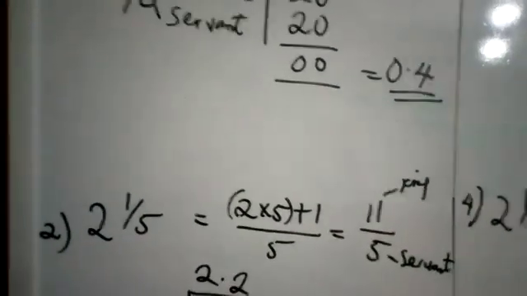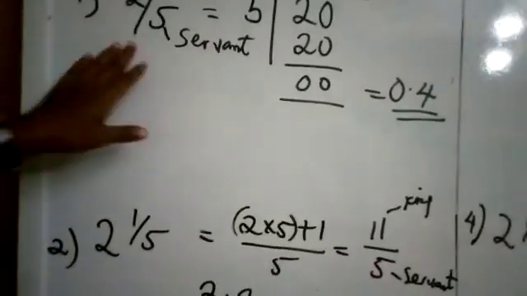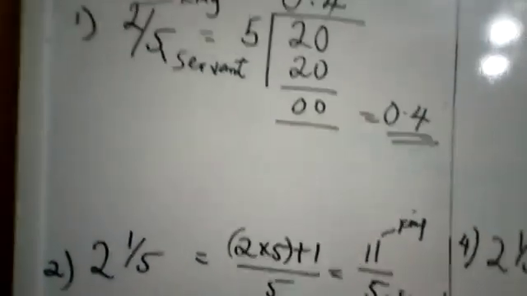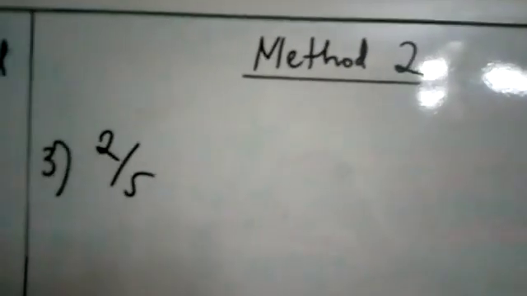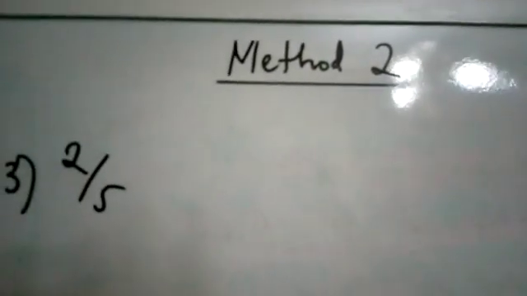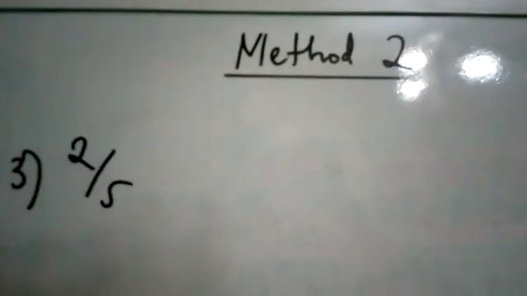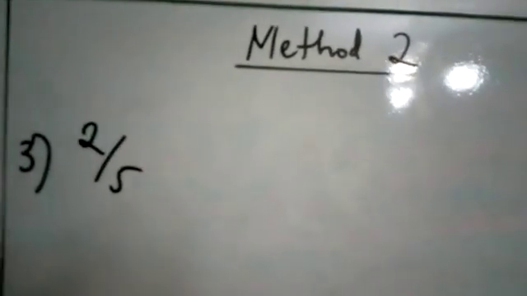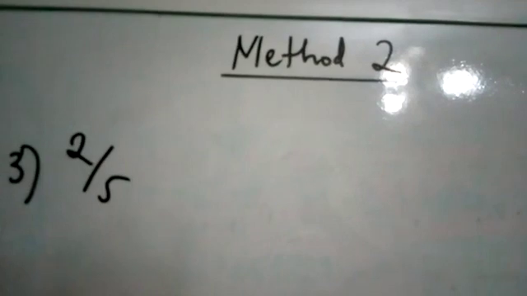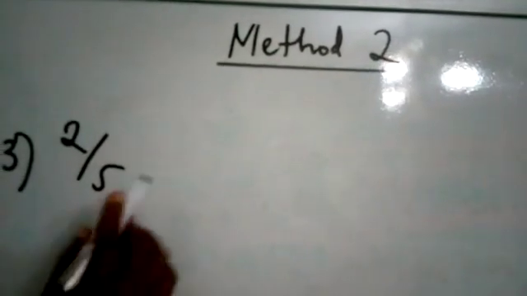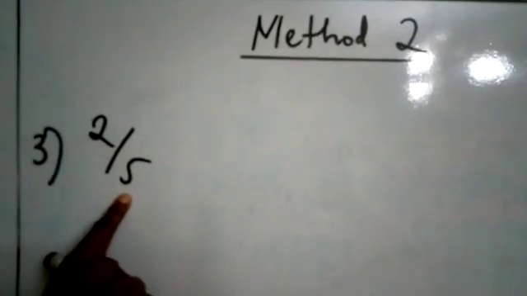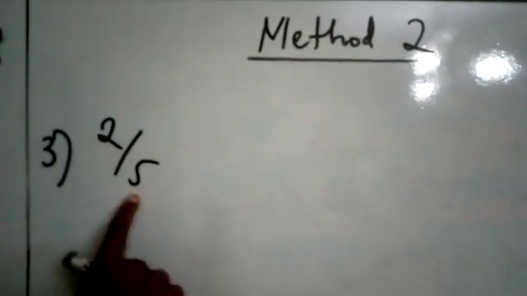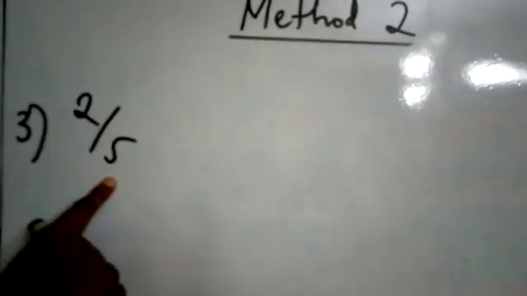Now let's go to the second method. We are going to use the same question to solve for the second method. The second method is where we look at the multiples of 10, making our denominator the target to make it a multiple of 10. For example, this 2/5, which we have solved before. To change it, we are going to look for a number that we are going to multiply by 5, and it will give us a 10. 10 is the closest multiple of 10 to 5.